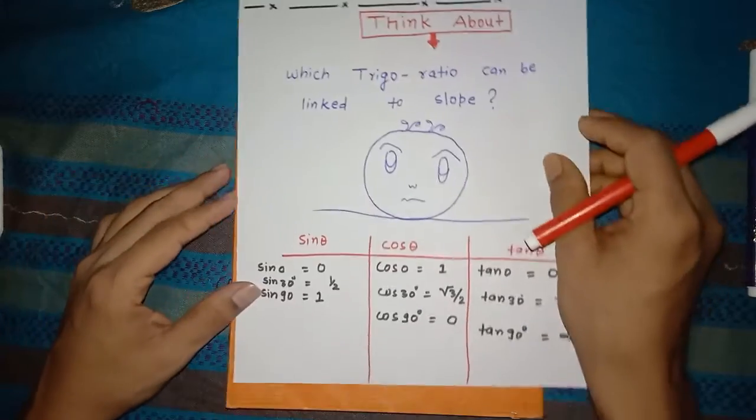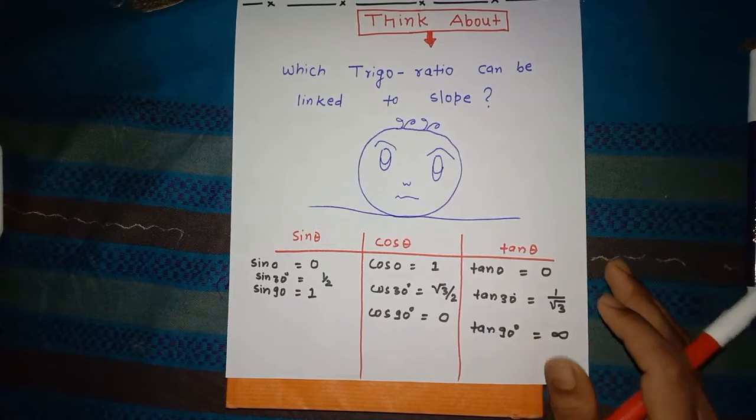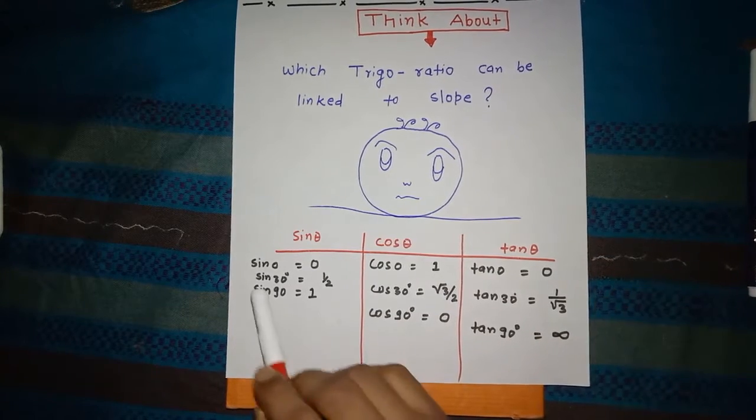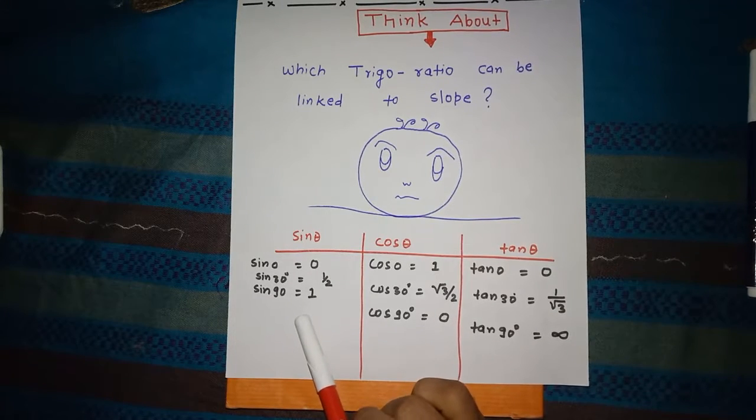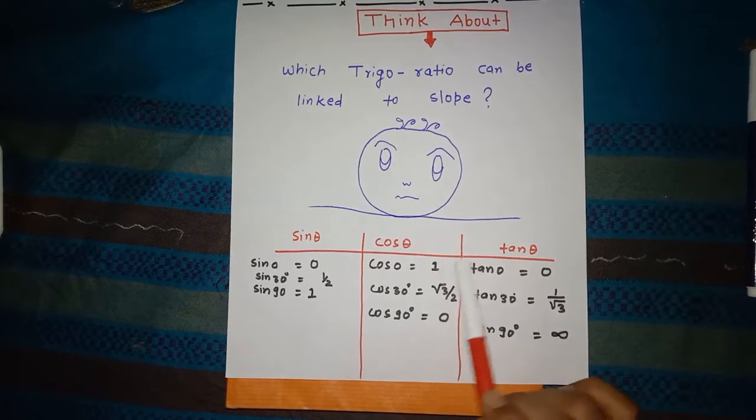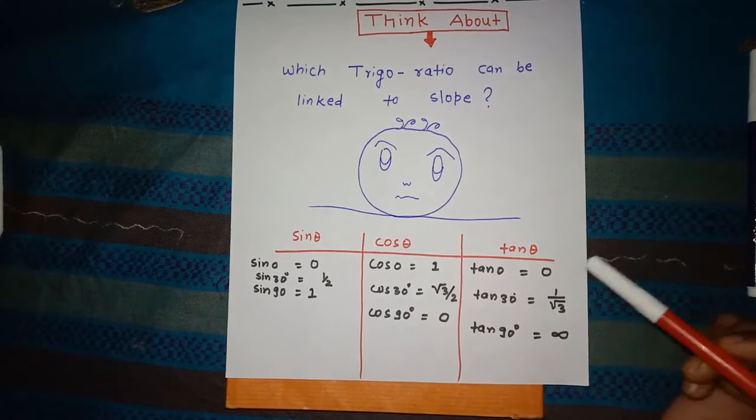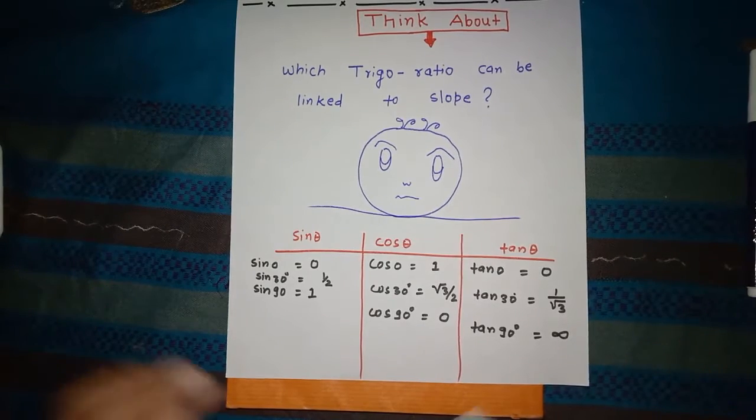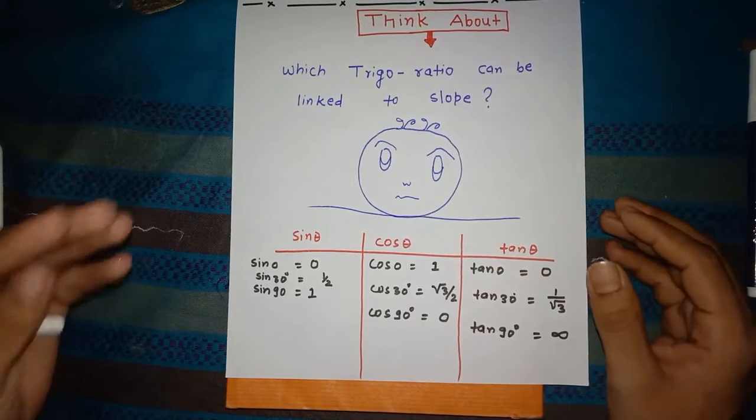So here I am giving you some glimpses about the values of these 3 trigonometric ratios, and the other 3 are reciprocals of these 3. Sine 0 is 0, sine 30 is half and sine 90 is 1, and in a similar way cos 0 degree is 1 and cos 30 is root 3 by 2, cos 90 is 0, and tan 0 degree is 0, tan 30 degree is 1 by root 3, and tan 90 is infinity. So you have already learned that the slope at 90 degree is undefined.